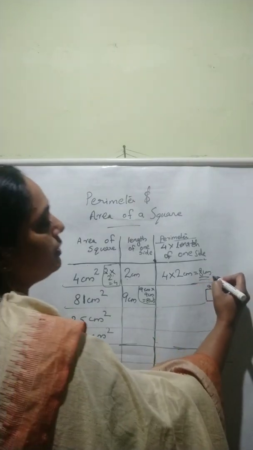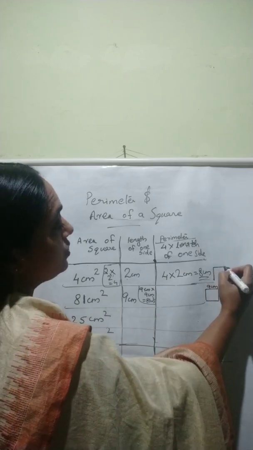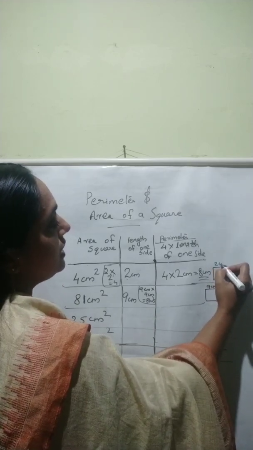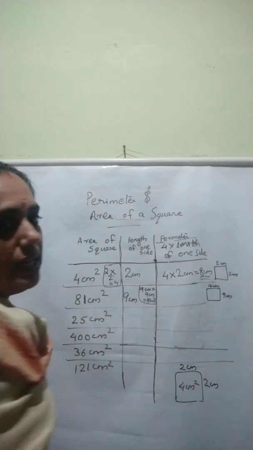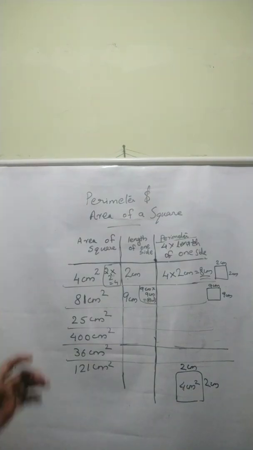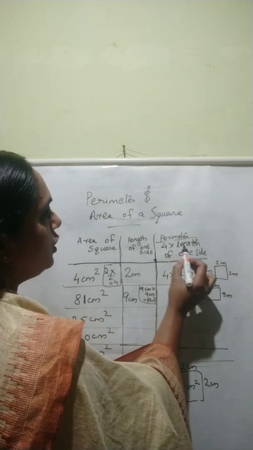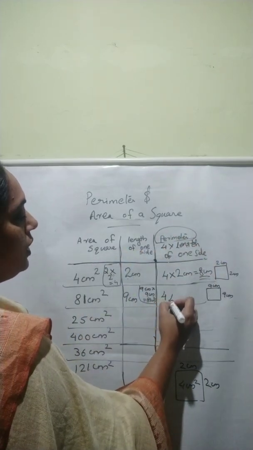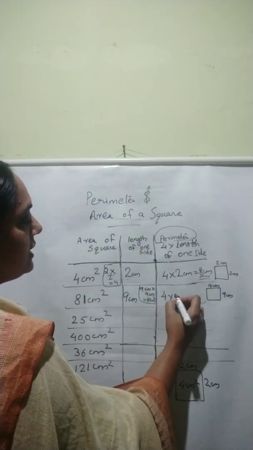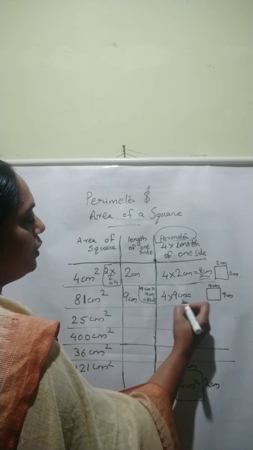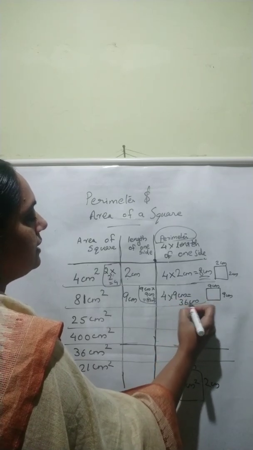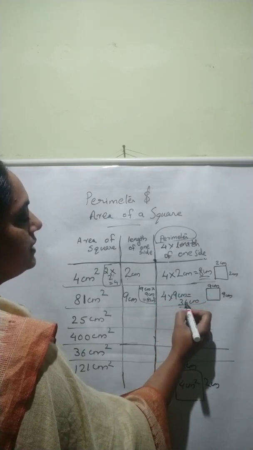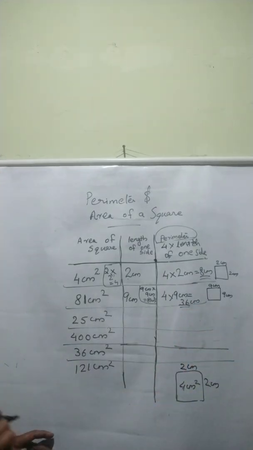Then what about the first shape? Here it is 2 centimeter, here also 2 centimeter. So we can write that 4 into the length of one side is the perimeter. So 4 into the length of one side, which we got as 9, is equal to 36 centimeter. 4 nines are 36. Then write the unit. Unit is important.